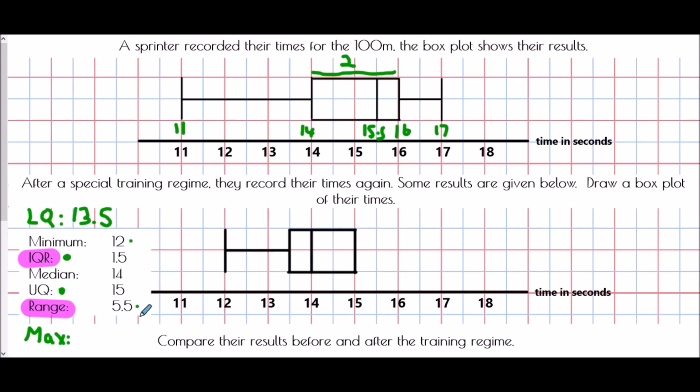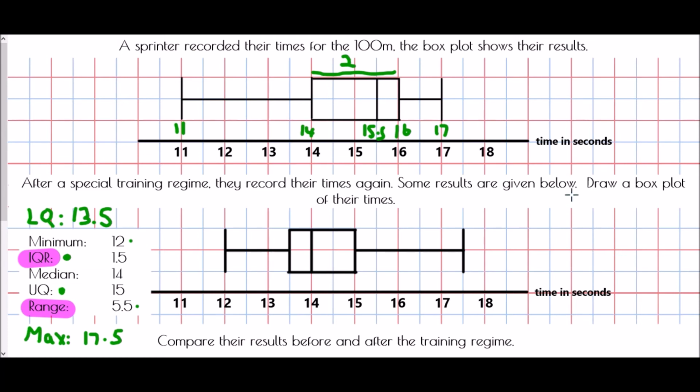Now the range is from the biggest to the smallest. So from the smallest value, 12, we'll have to add that 5.5 on. Gives us 17.5. And so 17.5 will be plotted onto our graph. Join it up, and there's our box plot.